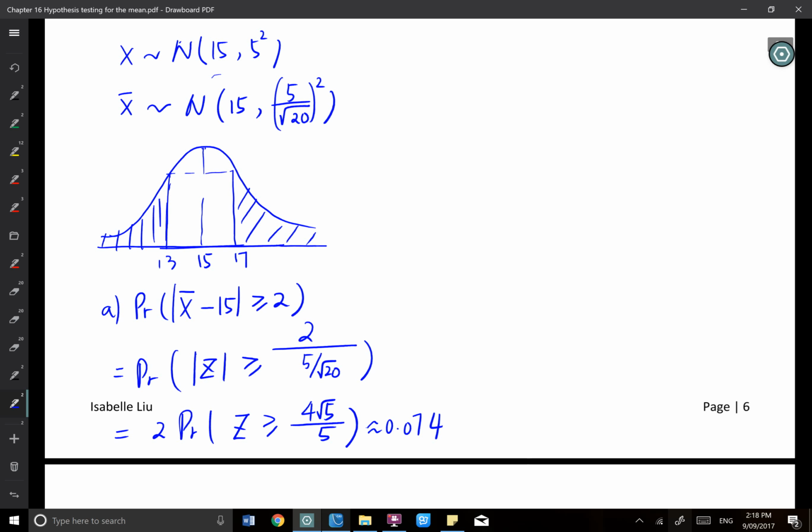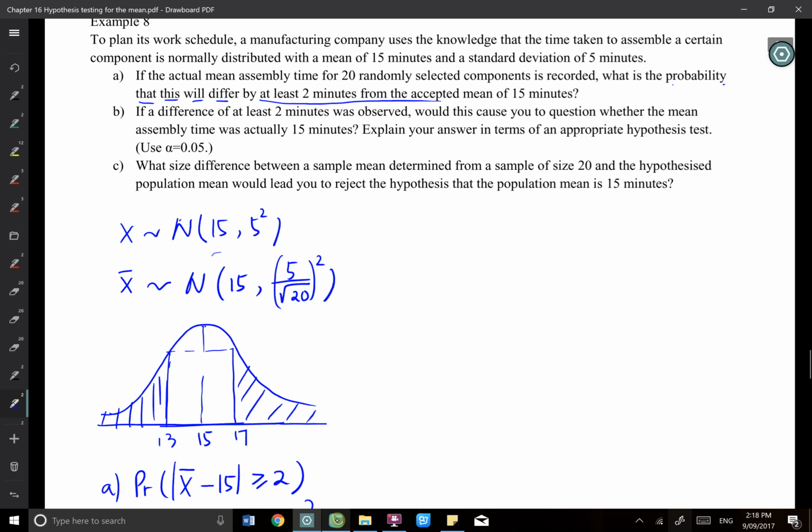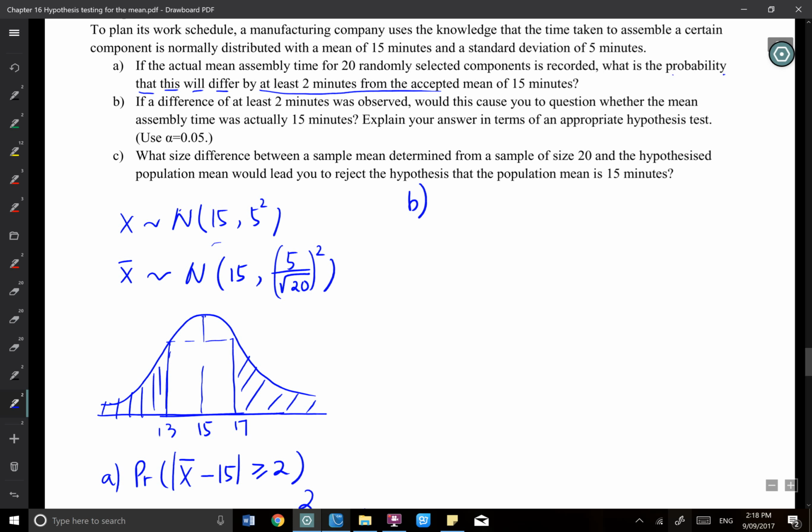Okay, B. B says, if a difference of at least 2 minutes was observed, would this cause you to question whether the mean assembly time was actually 15 minutes or not? Explain your answer in terms of the appropriate hypothesis test. Use 0.05. Yep.